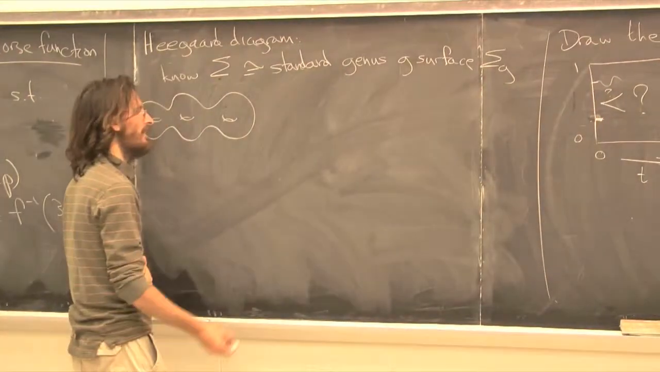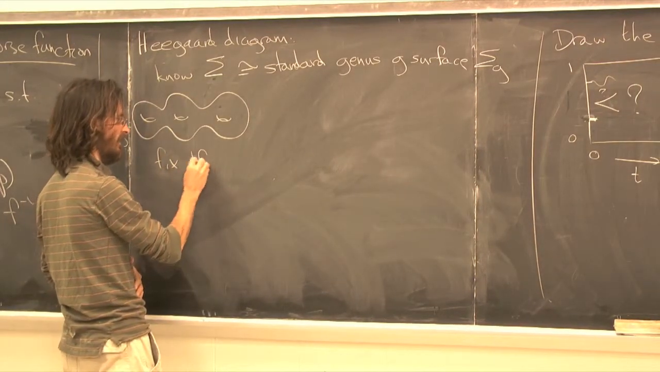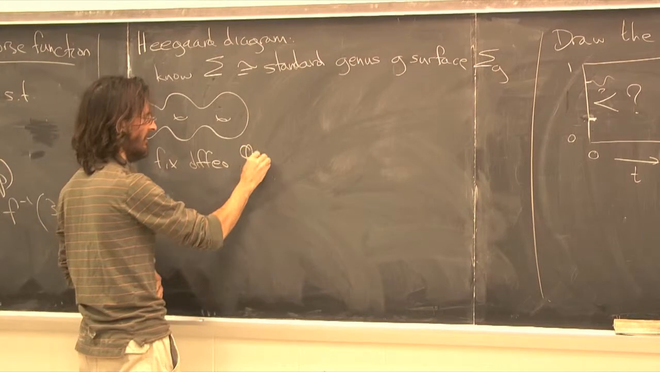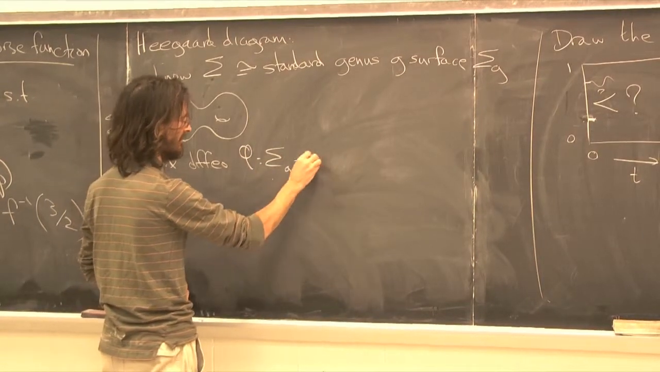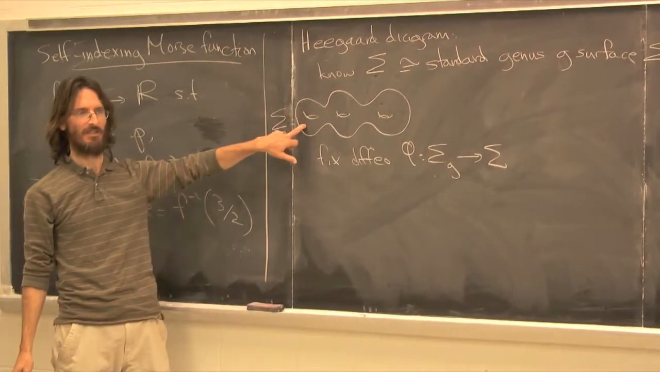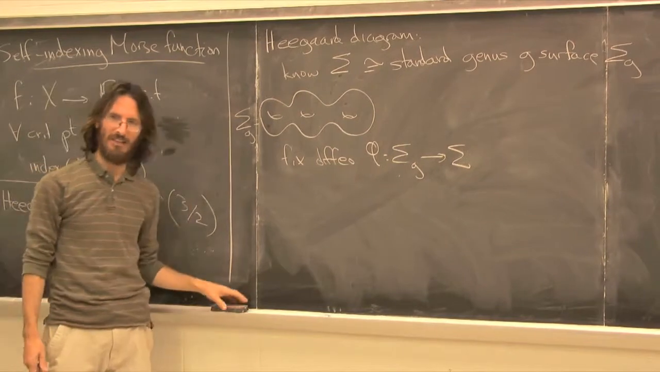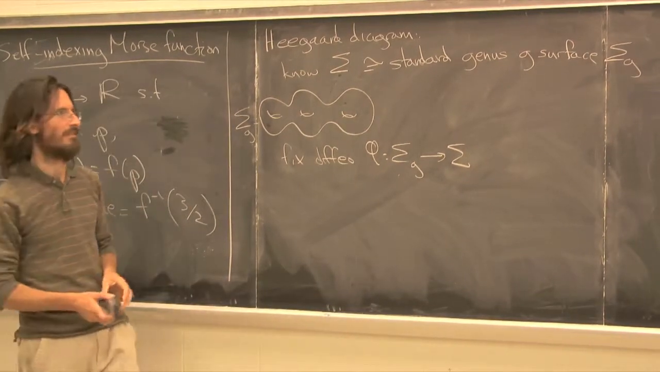But I want to fix, so we fix a diffeomorphism phi from sigma G to sigma. Okay, and I'm going to draw a picture on this surface, okay? Which describes, which nails down the 3-manifold up to diffeomorphism.